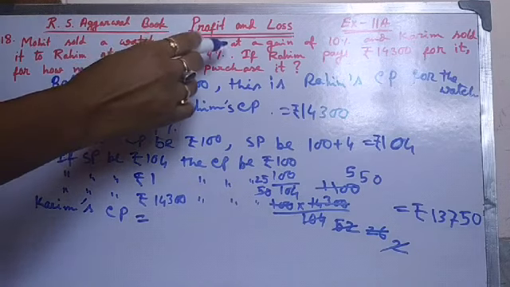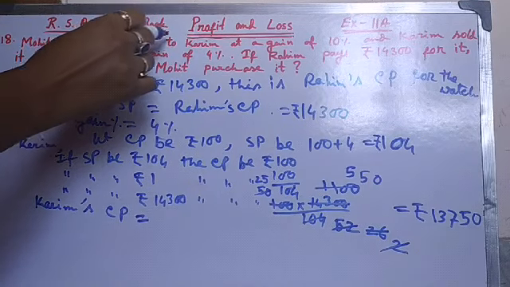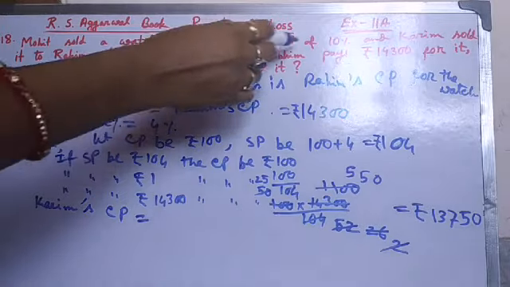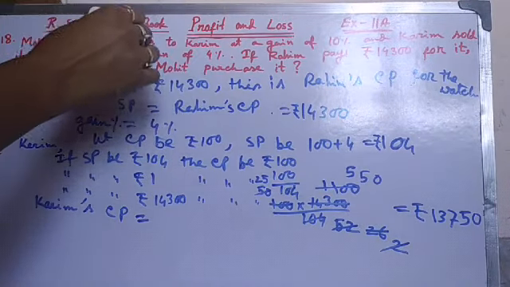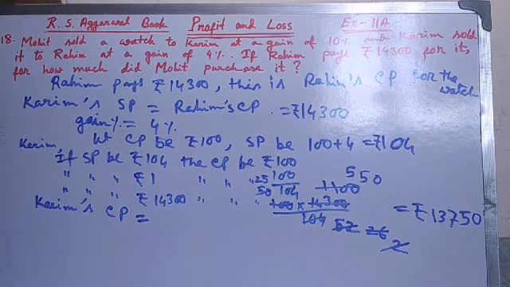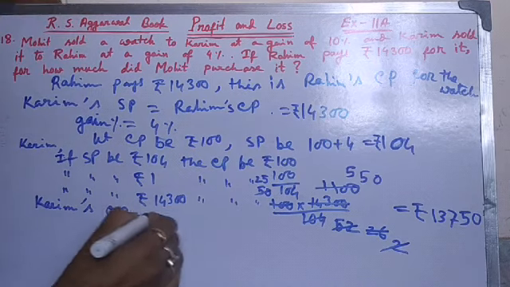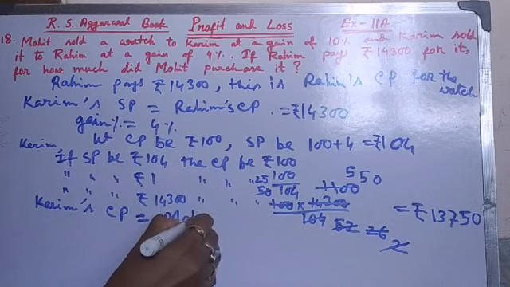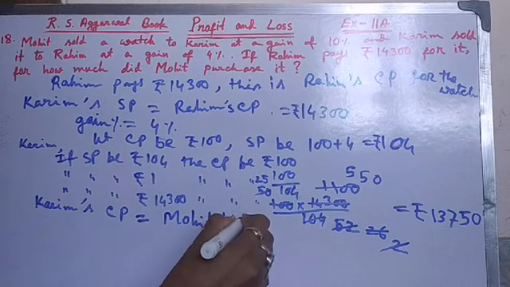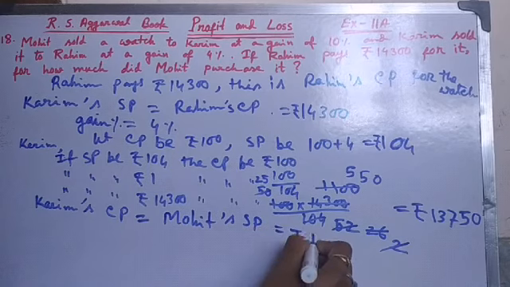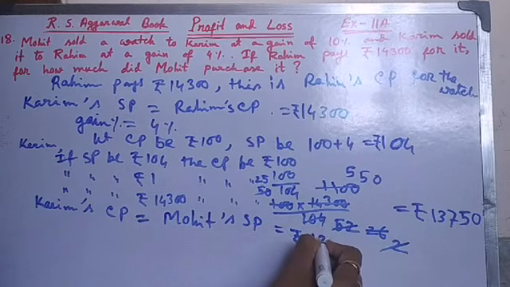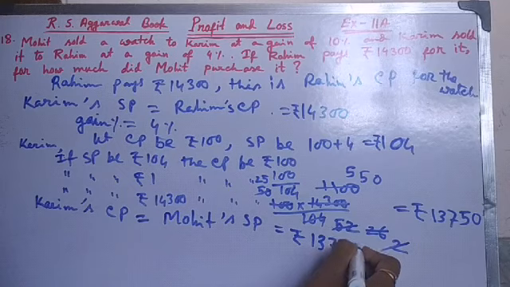Mohit's SP, because Mohit sold the watch to Karim at a gain of 10%. So what will be Karim's CP? That is Mohit's SP. So Karim's CP equal to Mohit's SP equal to what will be? Rupees, this one 13,750.